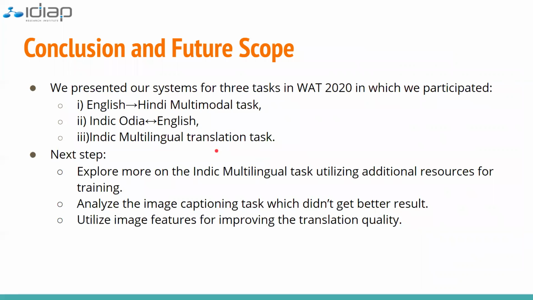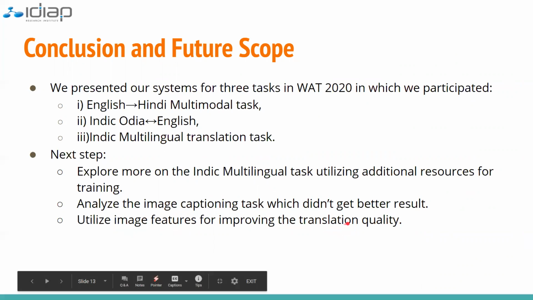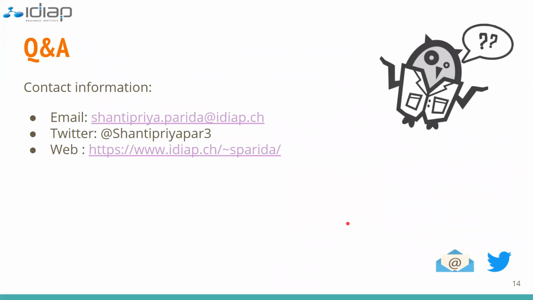Finally, we can say that we have participated in these 3 tasks, and as future scope we want to explore more on the Indic multilingual task, utilizing additional resources. For image captioning, we want to analyze more where we didn't get a better result. And we also want to utilize image features for improving the translation quality. If you have any questions, we can discuss them during the question answering session.